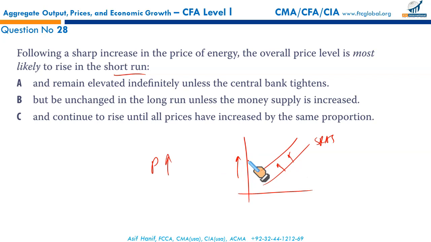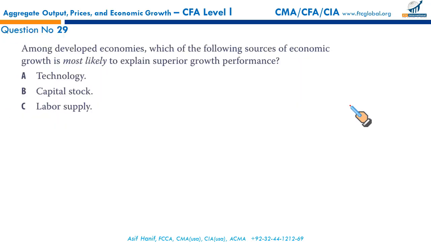So the central bank must intervene. If it doesn't expand the money supply, the slack in the economy will put downward pressure on input prices, and resultantly the shift in SRAS will be back to the original position, right? So in the long run, the price level will be unchanged. So that makes B the correct option. Unchanged in the long run unless the money supply is increased. Next.